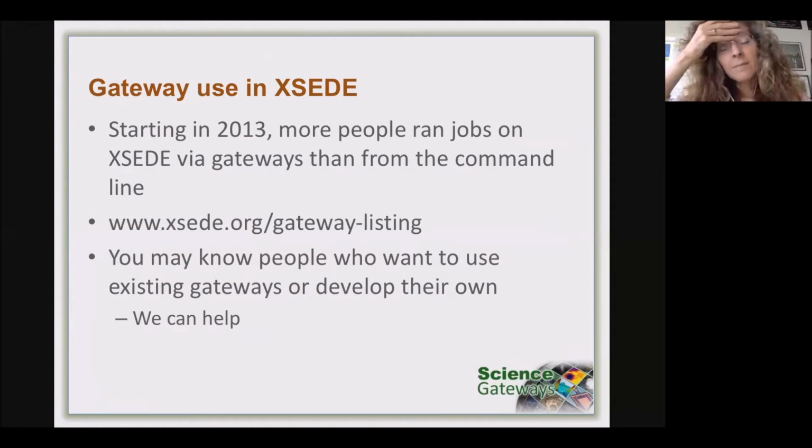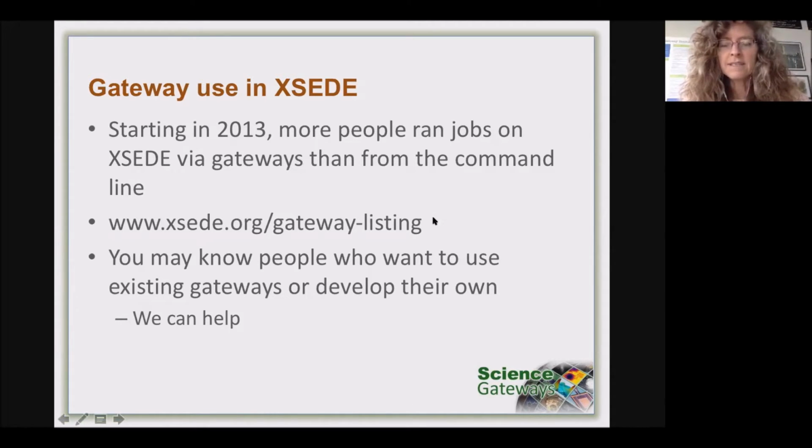So I think probably most people know this pretty well also, but gateways are in wide use in Exceed, and starting in about 2013, the number of people running jobs on Exceed resources via gateways exceeded those coming in via the command line and running jobs. So we're starting to see more and more.